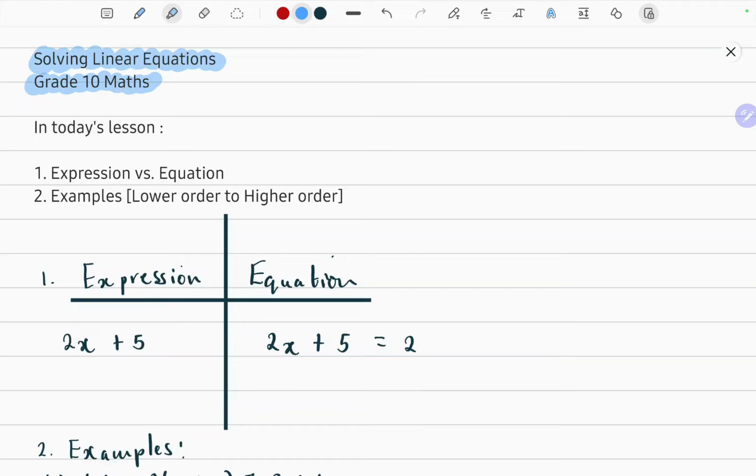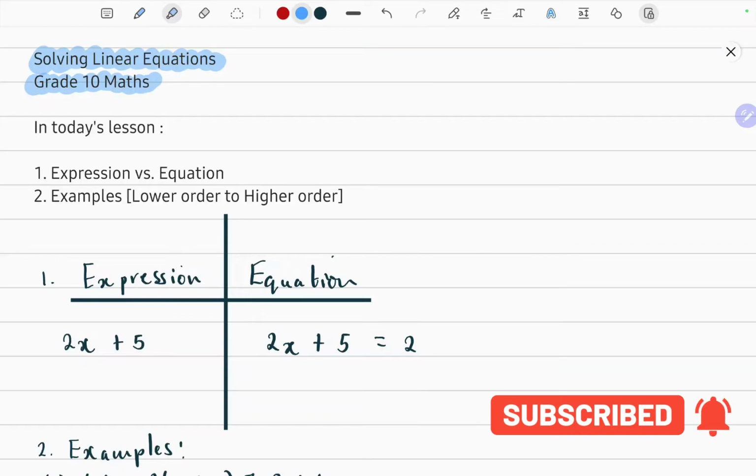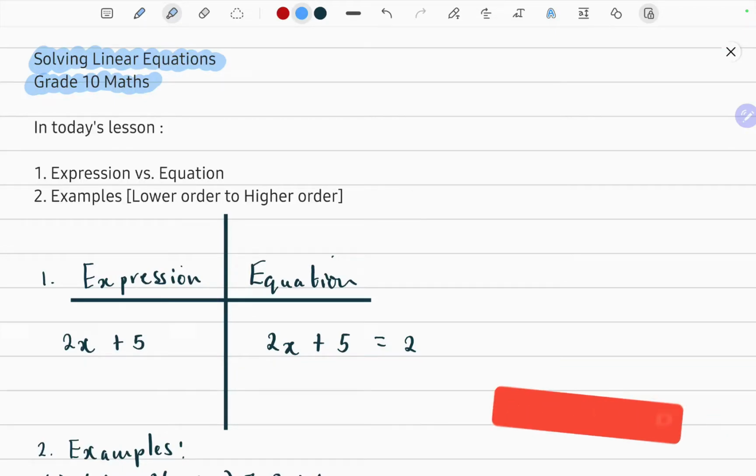In today's lesson, we're going to focus on two important aspects concerning solving linear equations. That is expressions versus equations, and examples. We're going to look at lower order to higher order examples. So let's look at expressions versus equations.